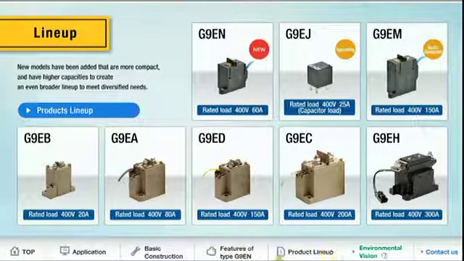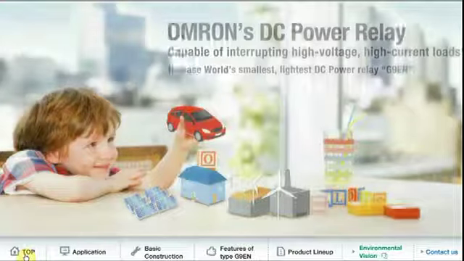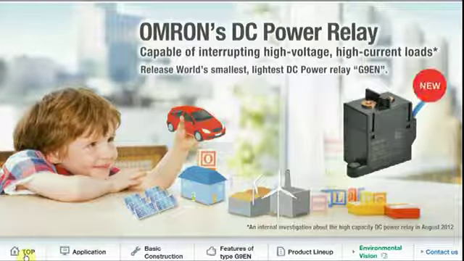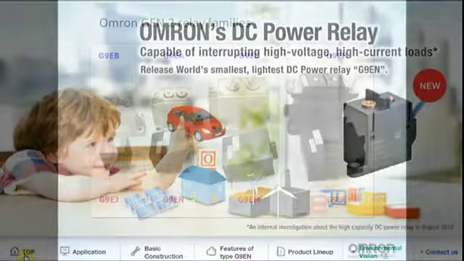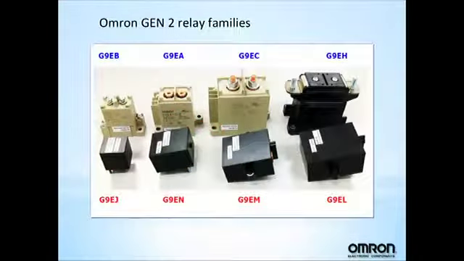And again, if you want to go into this further, you can go onto our website and you can go through the same thing I just went through. This is a comparison of Omron's second generation relays. As you can see, the first generation relays are on top. That's our current product offering. And the ones on the bottom are our second generation. You can see that they're smaller, lighter. They come in different types of terminations as well. We've currently released the G9EJ and G9EN, and the other ones are due to be released shortly.